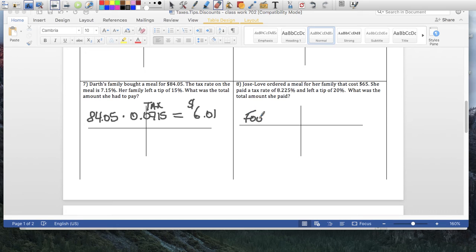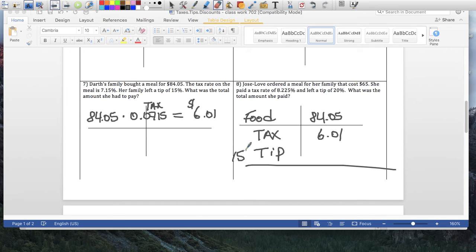So here's my food. If you look at your receipt, it will probably look like this: $84.05, and then it will say tax, $6.01, and then it will say tip. You decided to put a 15% tip, so you have to figure that out. We're not adding the food and the tax first, because then your tip is going to be higher. You'd be tipping her on the food and on the tax, which really doesn't make any sense.